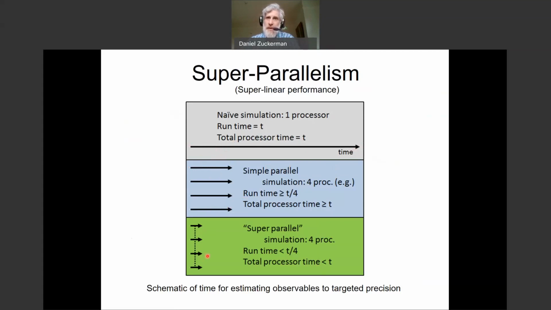However, in the weighted ensemble method, what we and others have shown is that you can actually get the key observables of interest, like some of the ones I was showing you, and also rate constants, in much less overall computing. So this is what we mean by super parallel performance. So it's a very nice property of this algorithm.